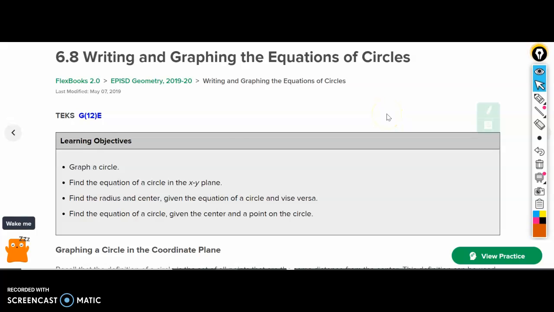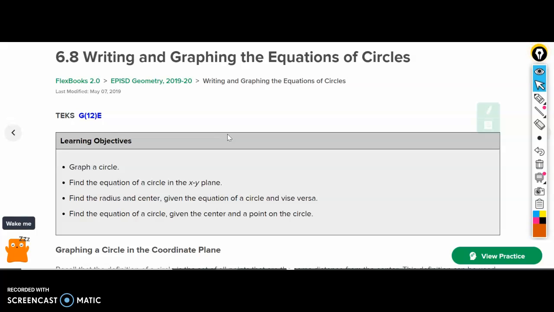All right, so this is going to be about writing and graphing the equations of circles. This is going to be a readiness TEK, so it's very, very important. And you will come across circles, or the equations of circles, in upper grade levels. So one of the things you're going to have to be able to do is graph a circle. You're going to find the equation of a circle in the XY plane.